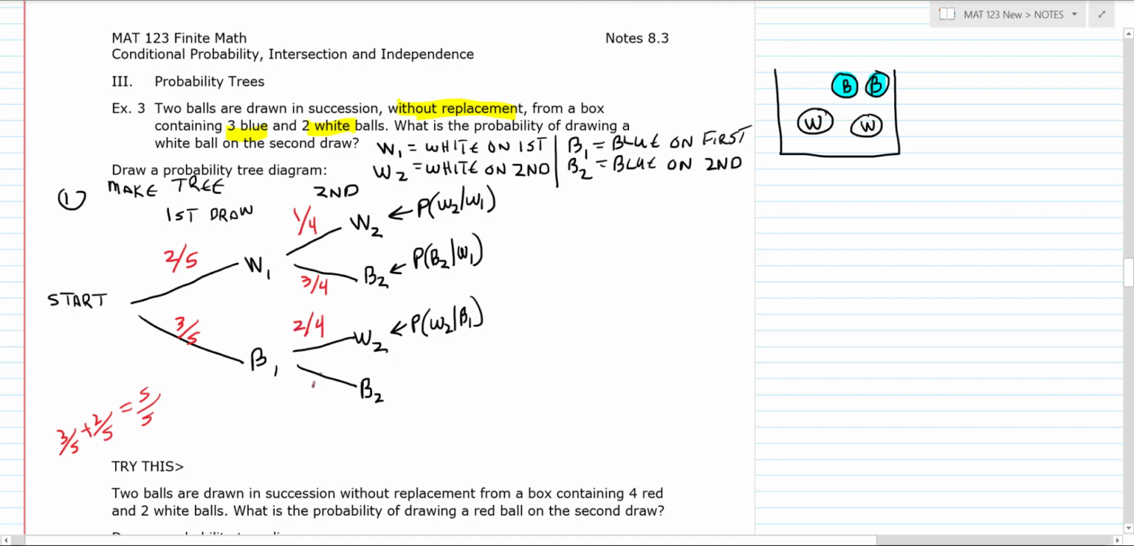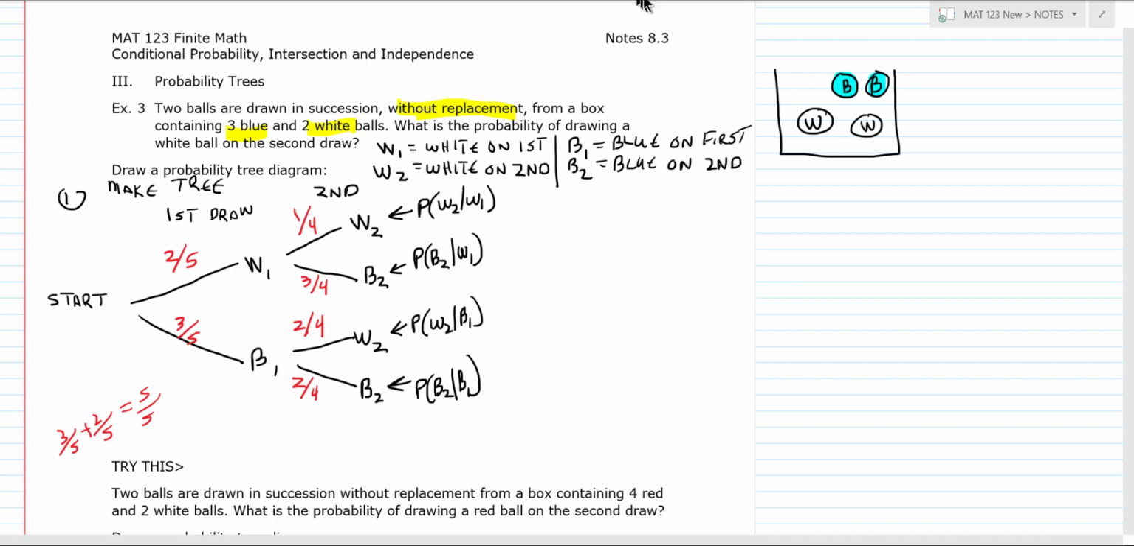And then this next one goes like this. This probability right here is the probability of a blue on the second draw, given that you got a blue on the first. So it's the same thing. We took a blue out, we didn't put it back in, so there's 2 out of 4. You'd have a 2/4 probability like that.